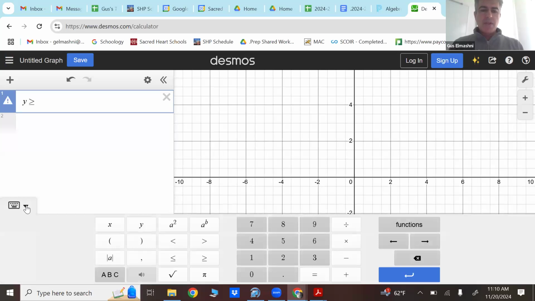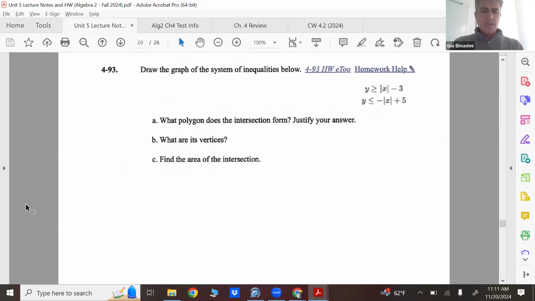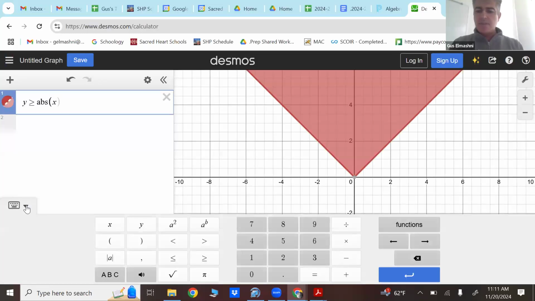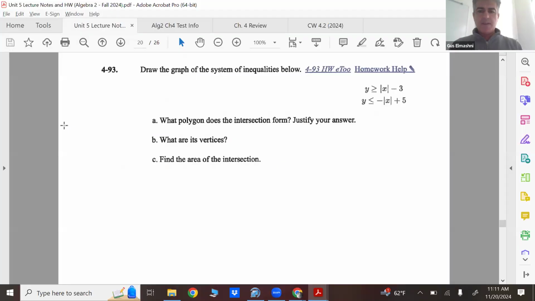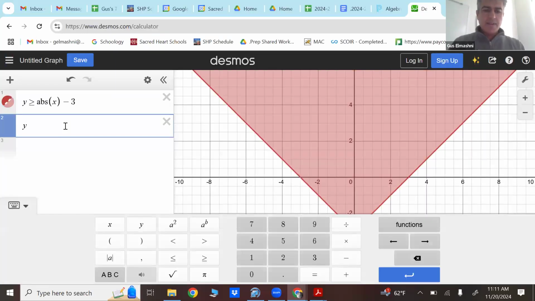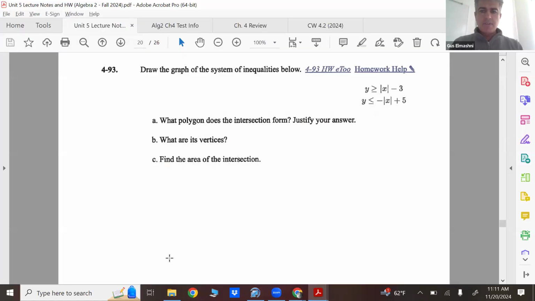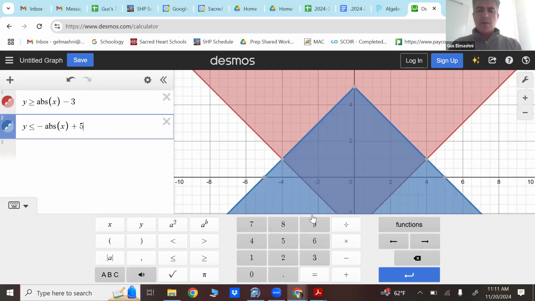If you pull up this little keyboard thing, type abs, or they have a symbol for it too. That's absolute value of x. Ooh, look at that. That's nice. It does it so much better. And then here, y is less than or equal to negative abs x plus 5. Thanks, John. All right, cool.